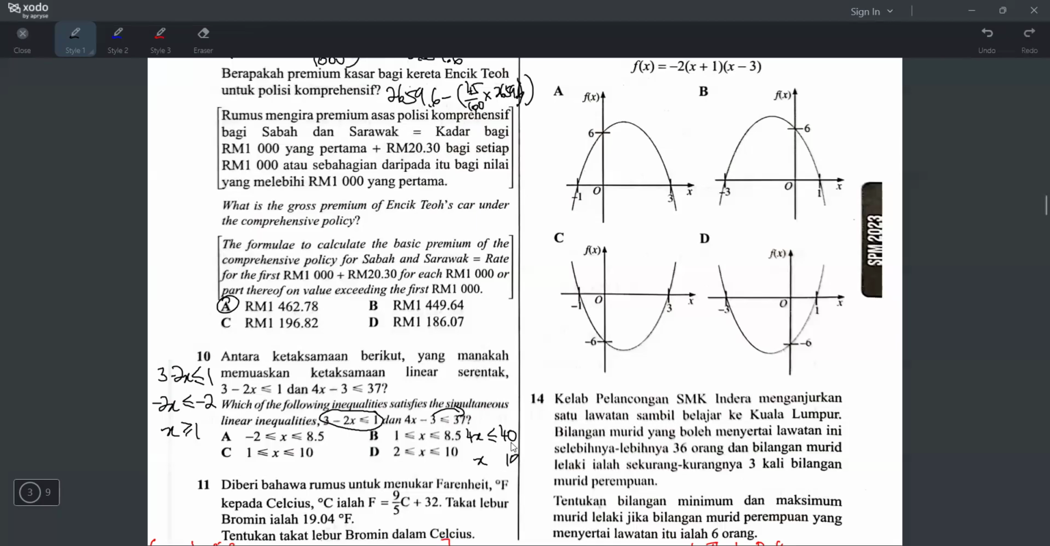Okay, you bahagi positive 4. So kalau bahagi positive tak payah terbalikkan simbol. So smaller equals lah. So this is your answer. X bigger equals 1, x smaller equals 10.